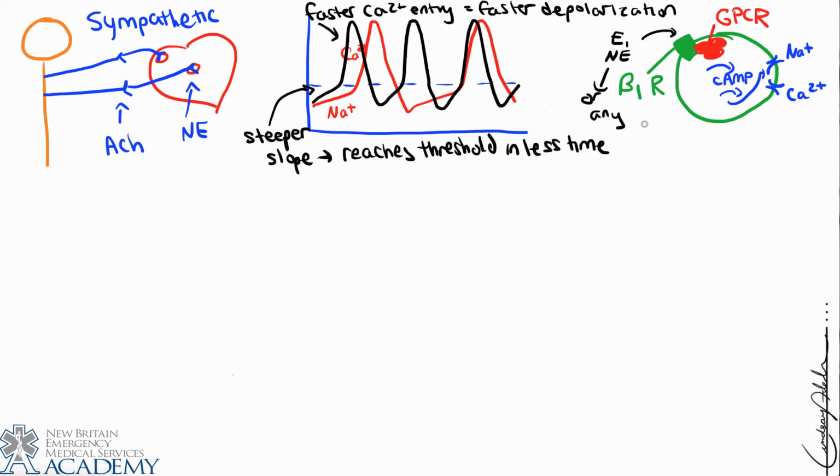It's of course important to remember that epinephrine and norepinephrine are normally what's going to stimulate the beta-1 receptor. Norepinephrine comes from the neurotransmitter, epinephrine more as a hormone, but also any beta-1 agonist is going to mimic these effects.